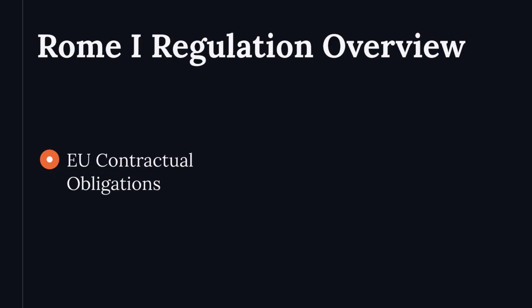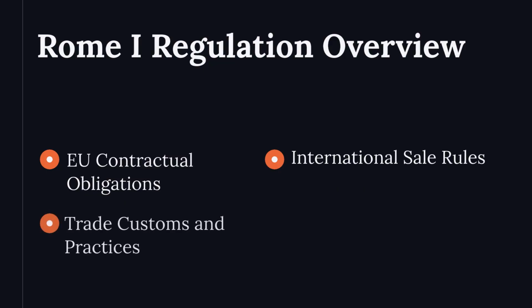The Rome I regulation applies to EU contractual obligations. CISG provides rules for international sale of goods. Lex Mercatoria covers international trade customs. These frameworks ensure consistency in governing law. They reduce conflicts between different legal systems.